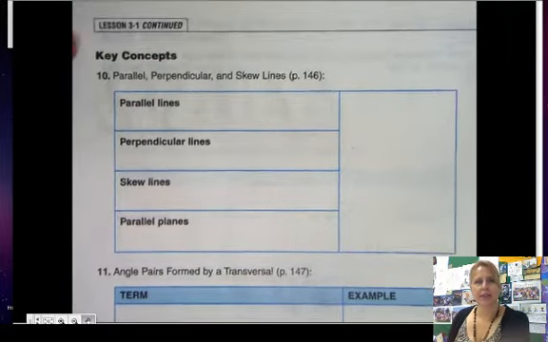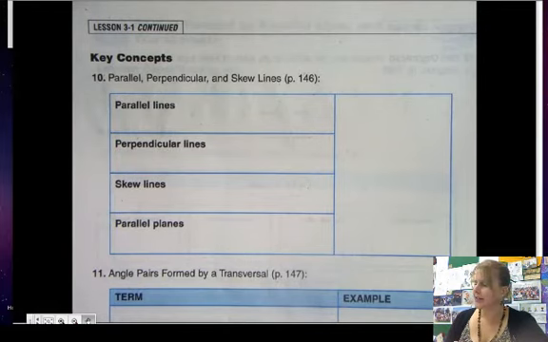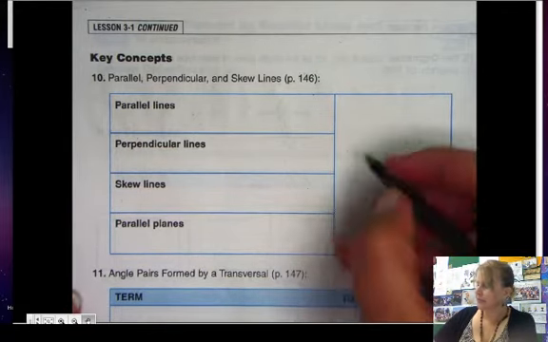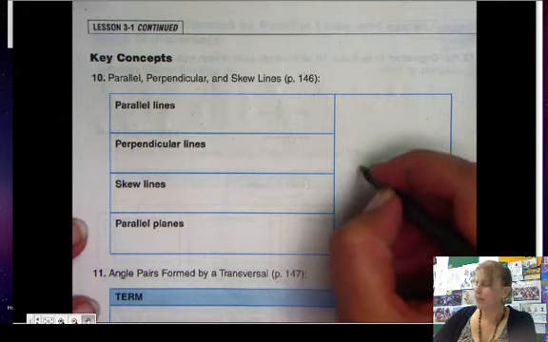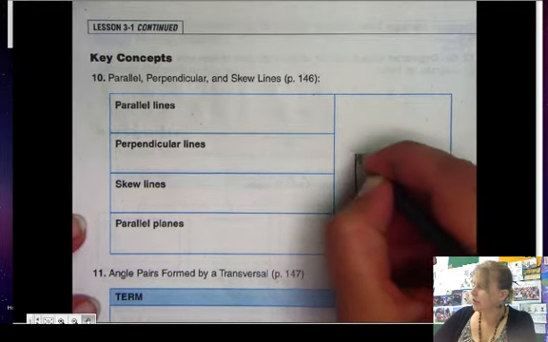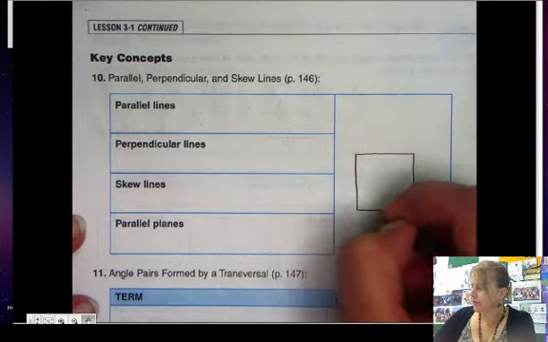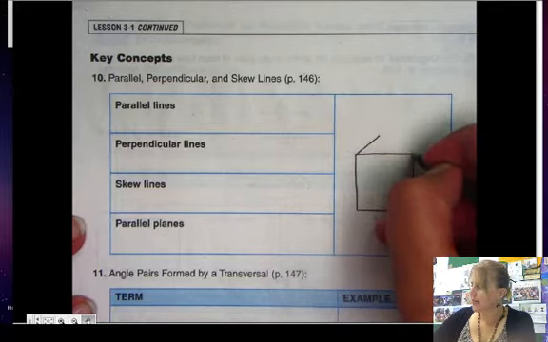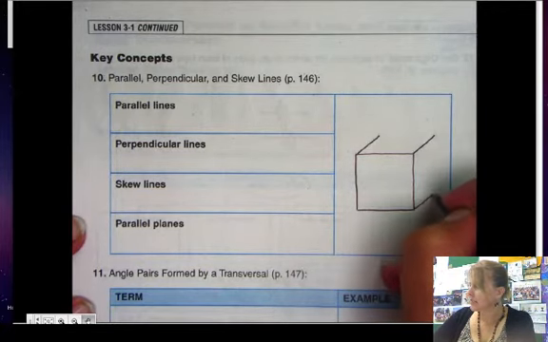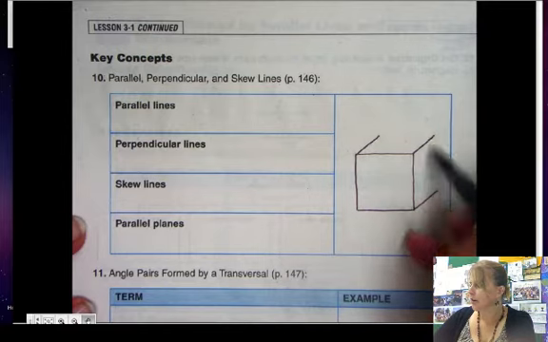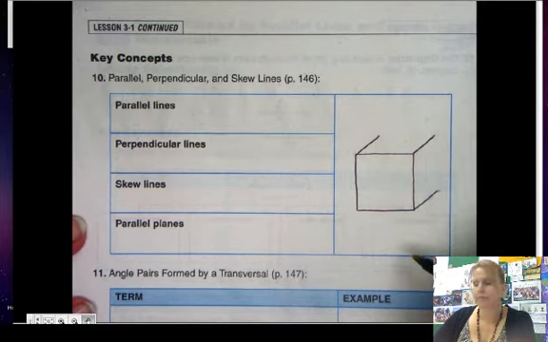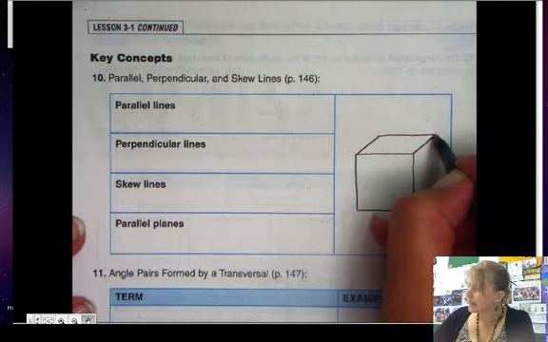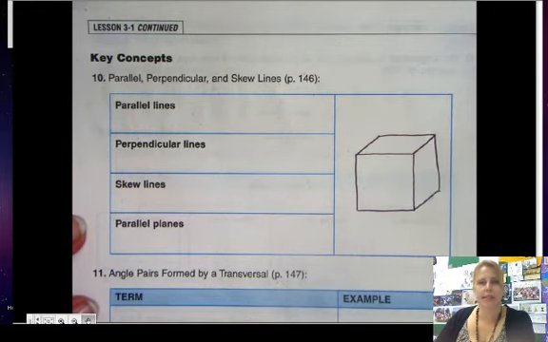So let's go ahead and get started on the next page. Parallel, perpendicular, and skew lines. First, let's draw a picture to help us identify some lines here. I'm going to draw a cube, and I'll show you how to draw a cube. First, draw a square. Next, from that square, we're going to go up diagonally at the same distance so that these three lines are parallel and about the same size. Next, we're going to connect those lines with straight lines like that.